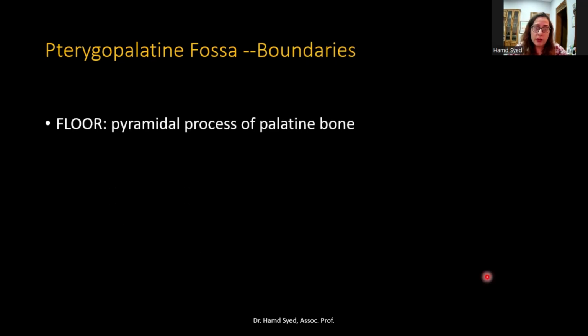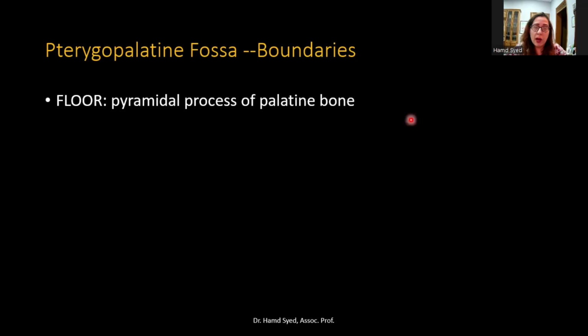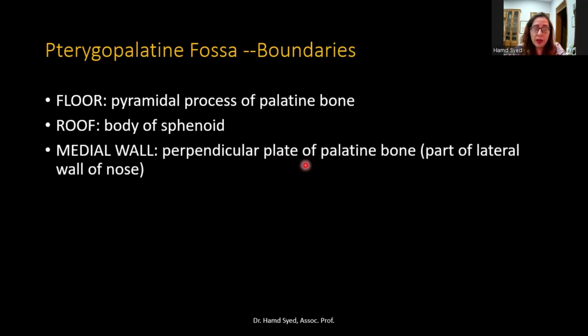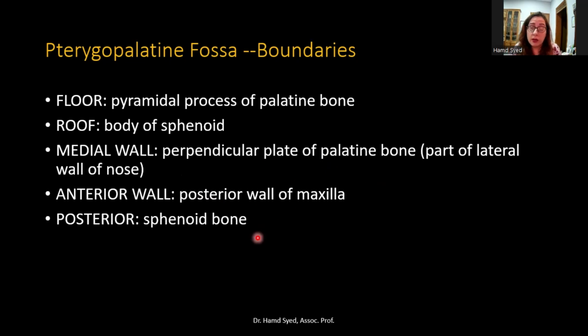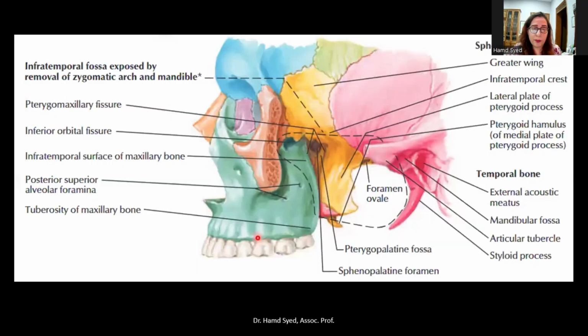Now, what are its boundaries? Well, the floor of this fossa is formed by the pyramidal process of the palatine bone, and the roof is formed by the body of the sphenoid. The medial wall is formed by the perpendicular plate of the palatine bone, that is a part of the lateral wall of the nose. Its anterior wall is formed by the posterior wall of the maxilla, whereas posteriorly there is the sphenoid bone. So these are the boundaries of the pterygopalatine fossa, easy for quick revision, and if they are in the form of a list, you can recall them at the time of your exam.